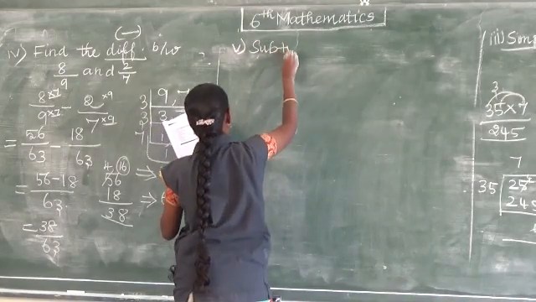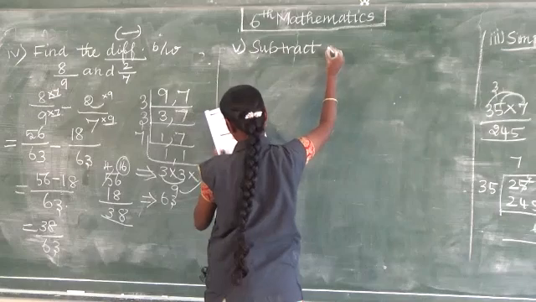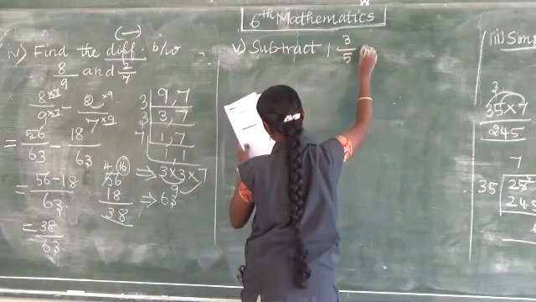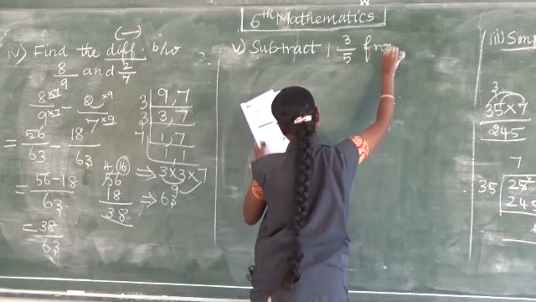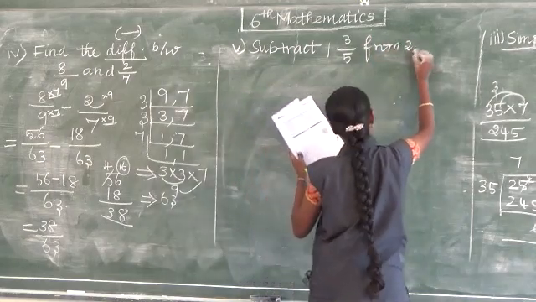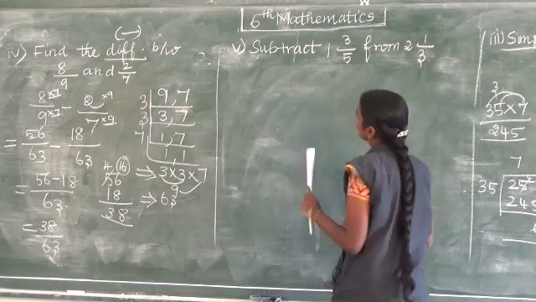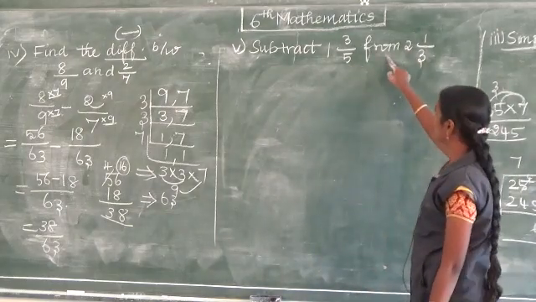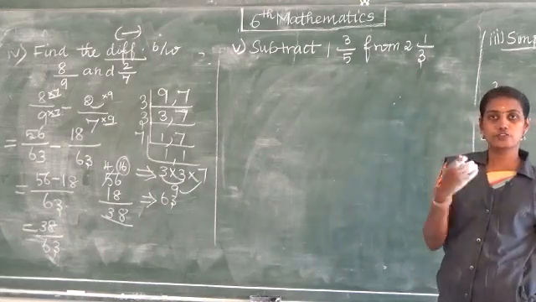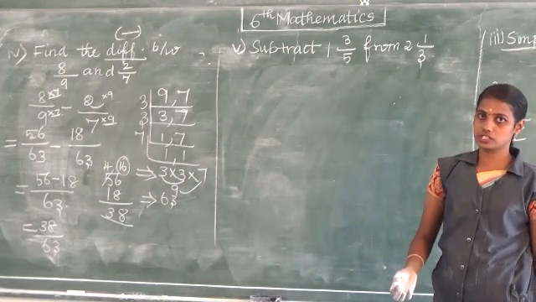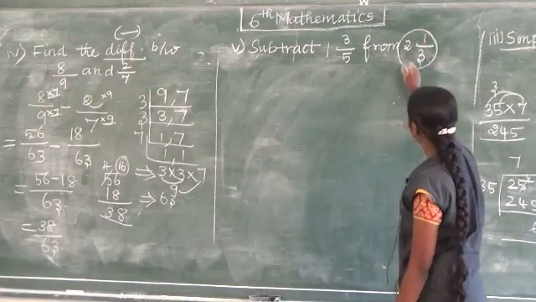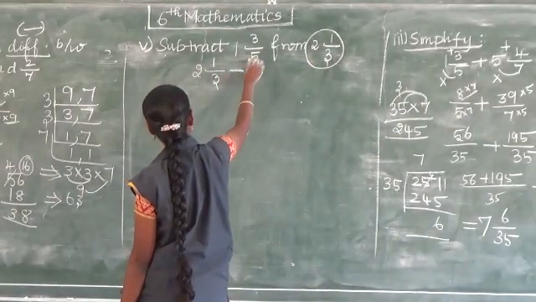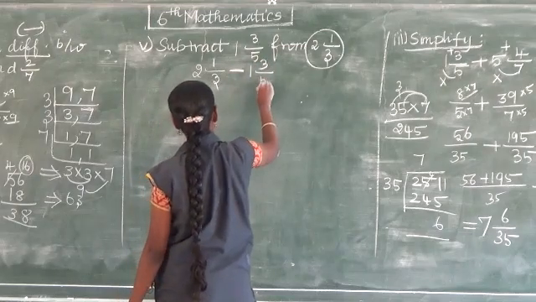Subtract 1 3/5 from 2 1/3. Where is the "from" given? It should be the first number. So this number should be first: 2 1/3 minus 1 3/5.